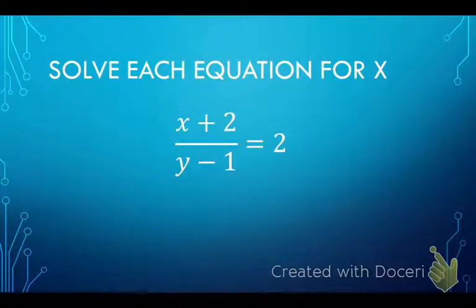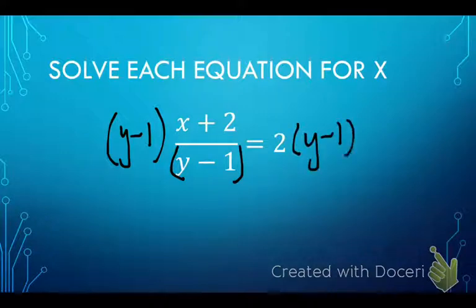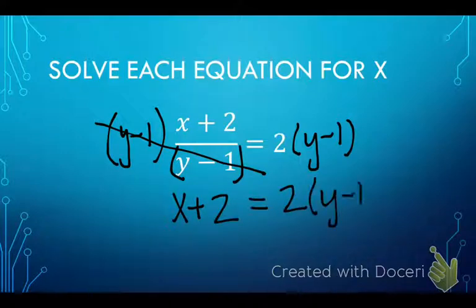Last one, we have x plus 2 over y minus 1 equals 2. So I want to solve for x. In doing that, I first need to get rid of what I'm dividing by. So I'm dividing by this whole thing, right? Y minus 1, that whole expression. So to get rid of that, I need to multiply my entire fraction by y minus 1, and I need to do that on both sides. So those would cancel. I'm left with x plus 2 equals 2 times y minus 1. And then lastly, I can subtract 2 to get x by itself.